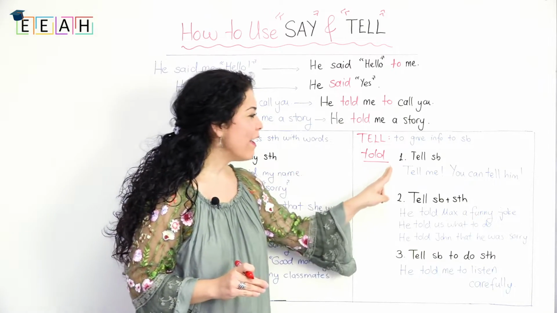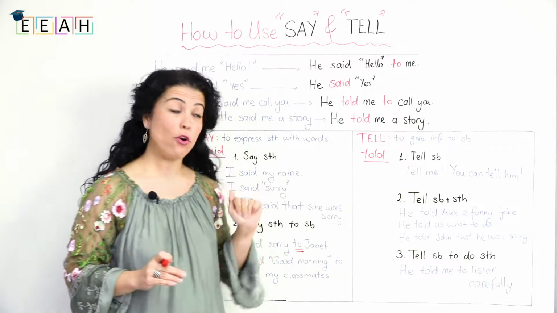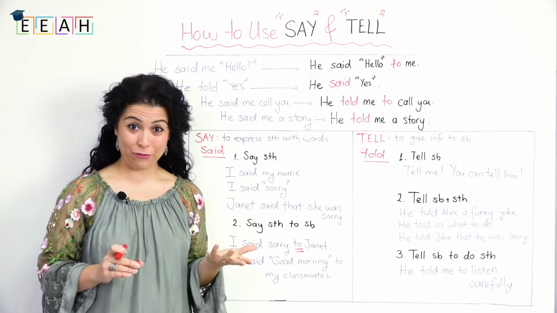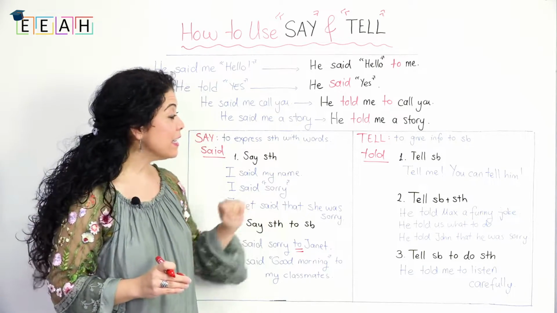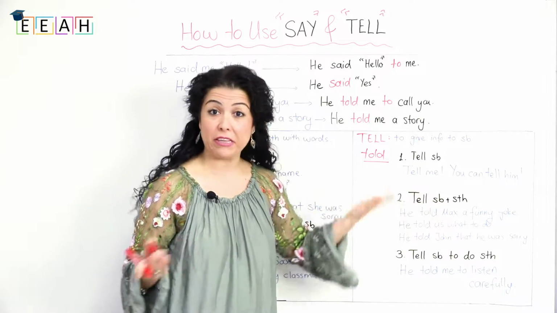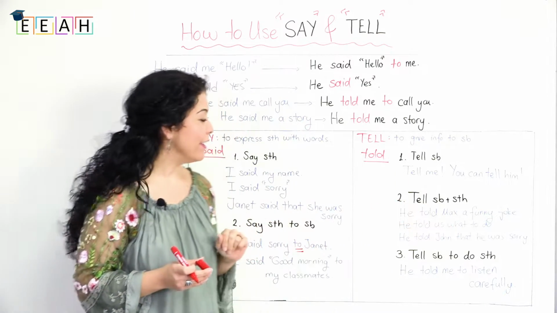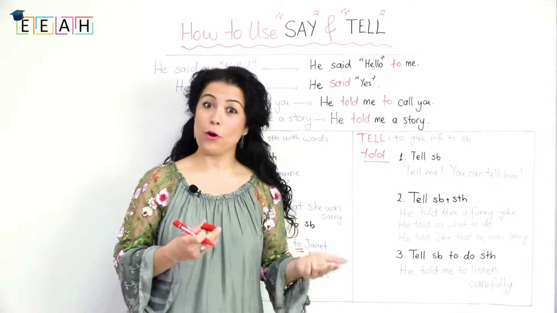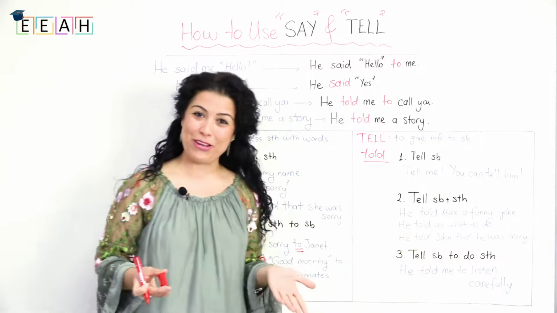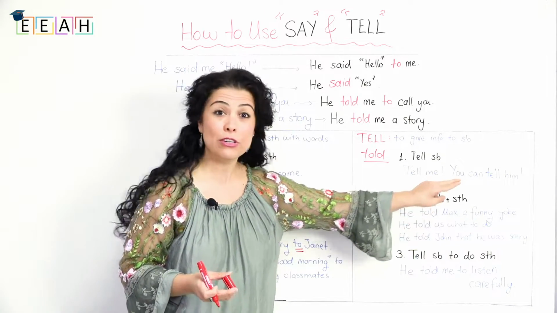The first one, tell somebody. So you need a pronoun here. Tell me. Or you can tell him, right? There's a person following right after the verb. The second one, tell someone, somebody, a person, something. For example, he told Max a funny joke, right? Or he told us what to do. He told John that he was sorry. So all these examples are telling someone something.